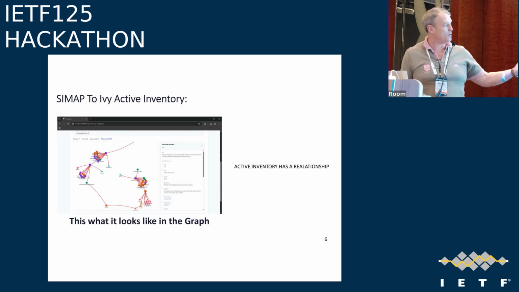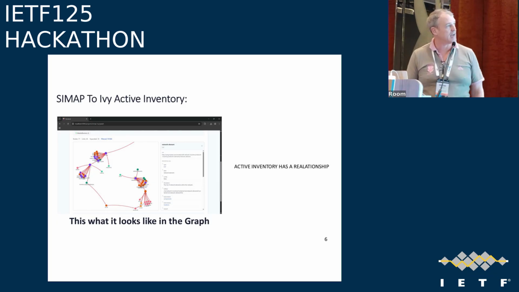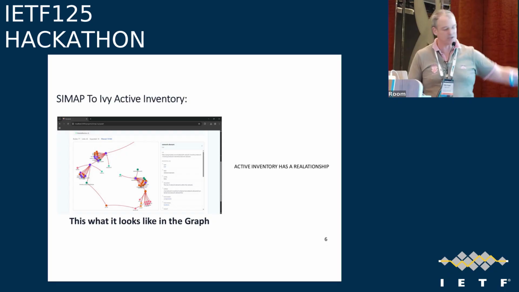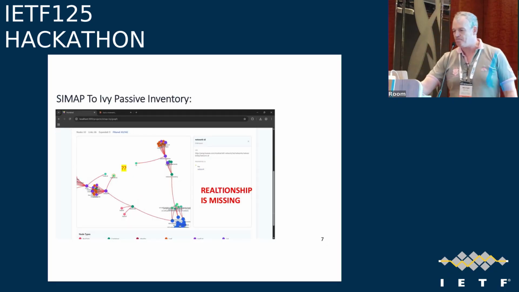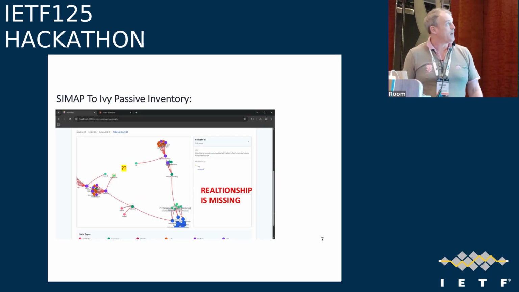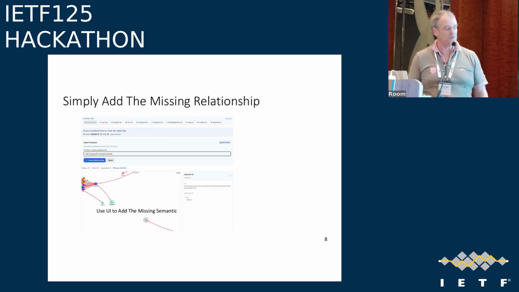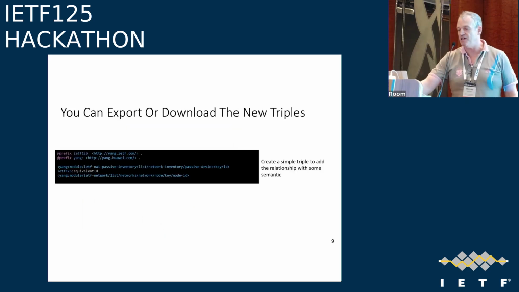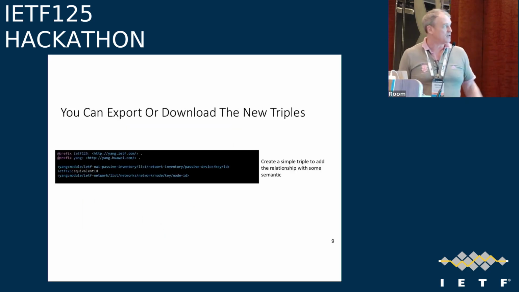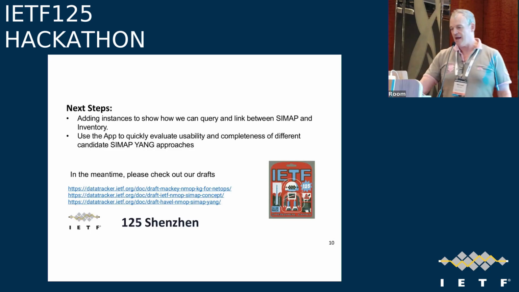Probably spent too long on the UI, but we got a graph, and you can see here that active inventory has a relationship. You can browse on through it. For passive inventory, there's a relationship missing, so we added the ability to add that relationship via the UI. This is what it generates, a set of triples.